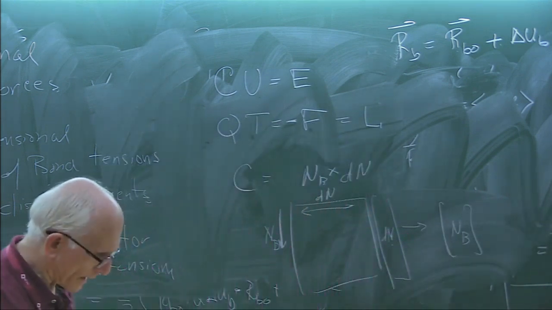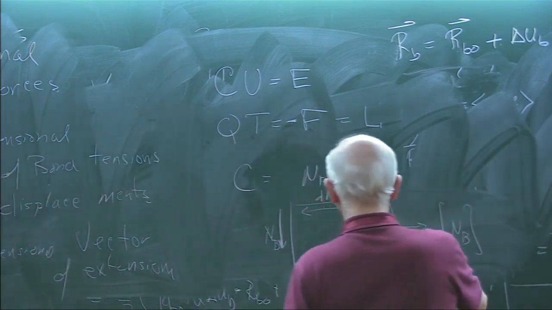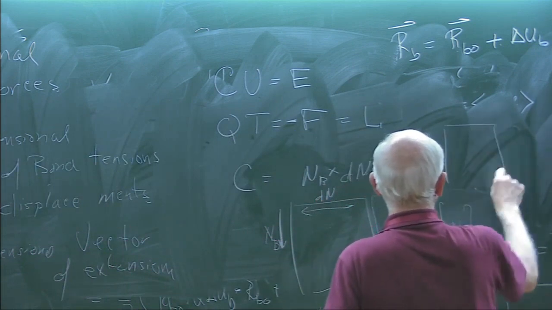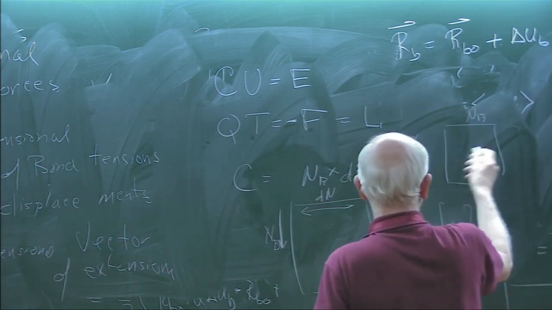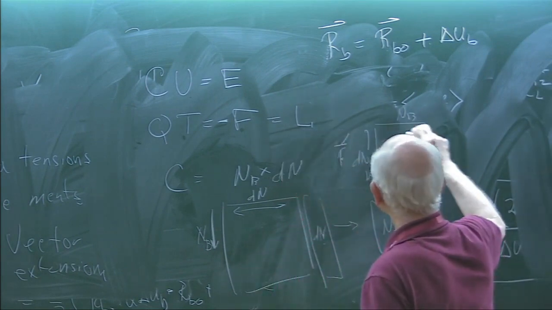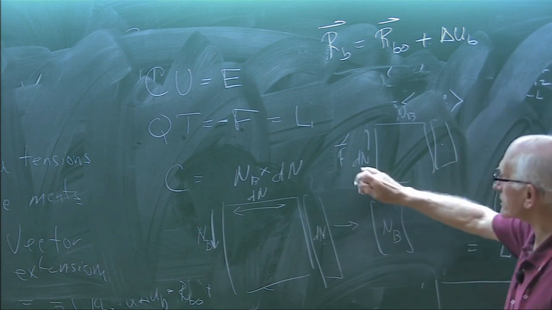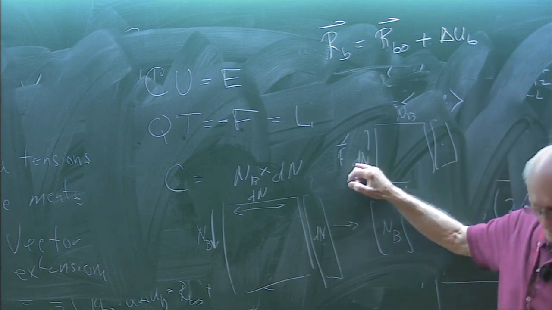Okay. And if I look at Q, it's the other way around. Q is a matrix that has NB this way, and DN this way, because it multiplies an NB dimensional vector and kicks out a DN dimensional vector. Okay?